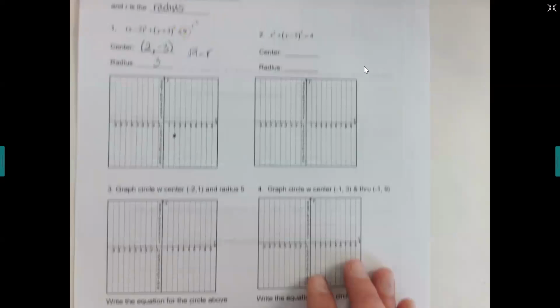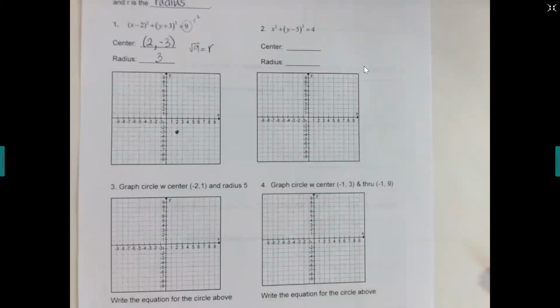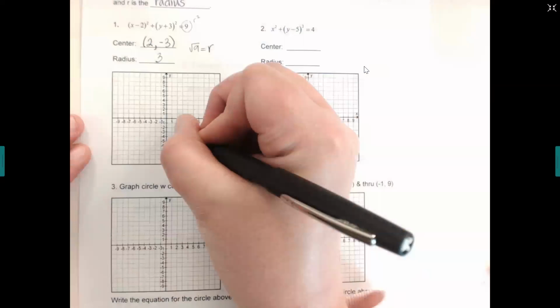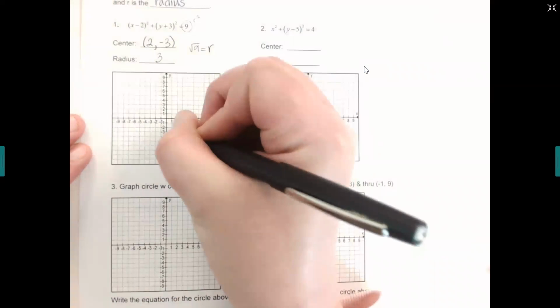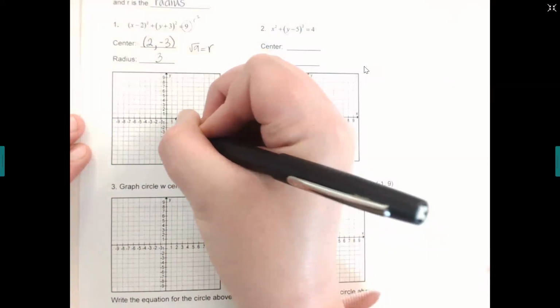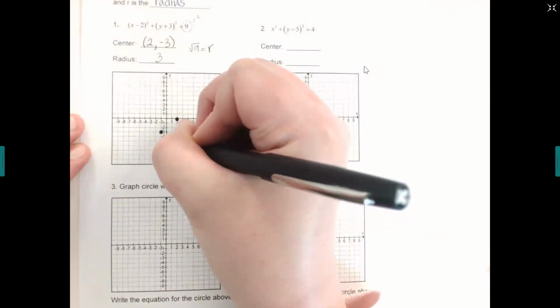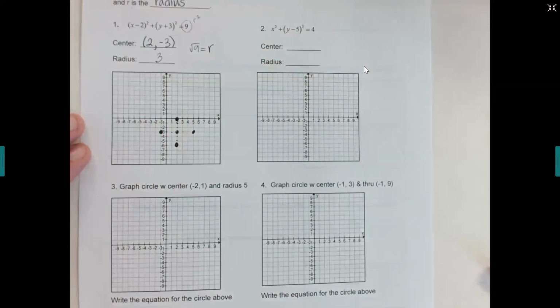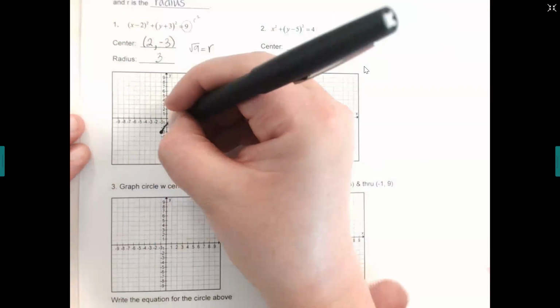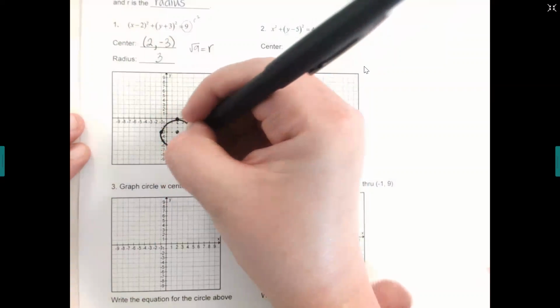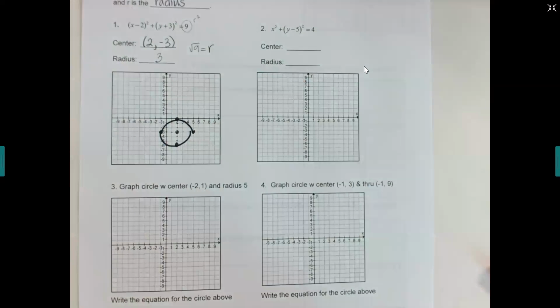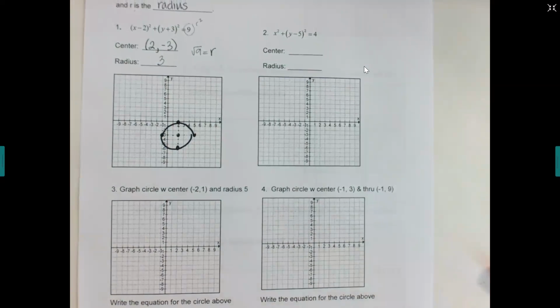Then from here, watch me do it first, then you do it. You're going to count out a circle with a radius of 3 starting from here. So you're going to go 1, 2, 3, put a dot, up 1, 2, 3, put a dot, over 1, 2, 3, put a dot, down 1, 2, 3, put a dot. And then you're just going to do your best to draw a circle. It doesn't have to look perfect. That was pretty bad, but you get the idea. So the two pieces that you need are the center and then the radius. All good on that?